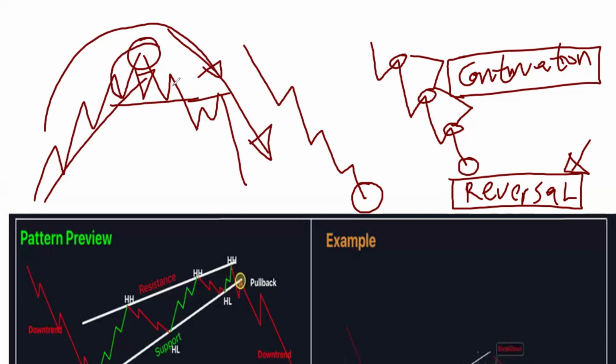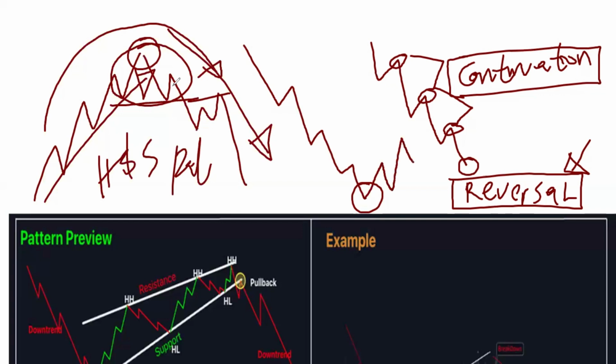This right here at the top is a pattern, and it's called head and shoulder pattern. Right here at the bottom, if you look, you see something like this. This also is a reversal pattern. It's the junior brother of head and shoulder pattern, because that one is called inverted head and shoulder pattern.